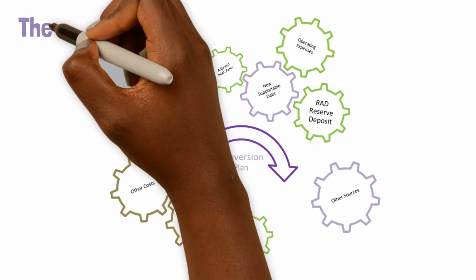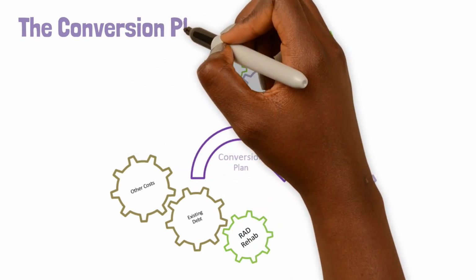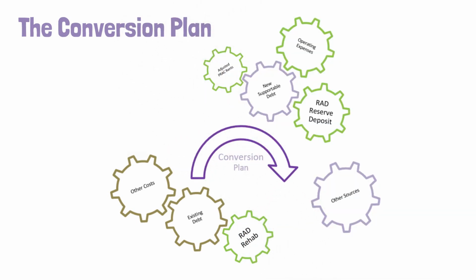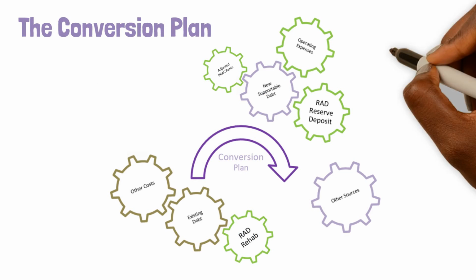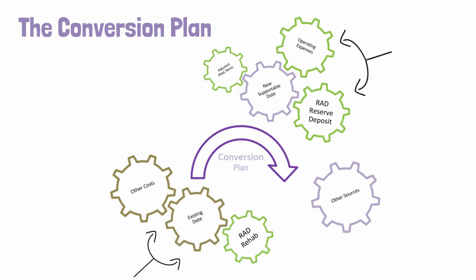The conversion plan you submit for RAD approval shows how the pieces fit together into a developmental budget in which sources and uses are equal. That is, all of the funds coming into the transaction must be equal to all of the costs. If you're obtaining new debt, that will be a key source. The amount of debt you obtain is partially driven by your rents, your operating expenses, and your RAD reserve deposits.